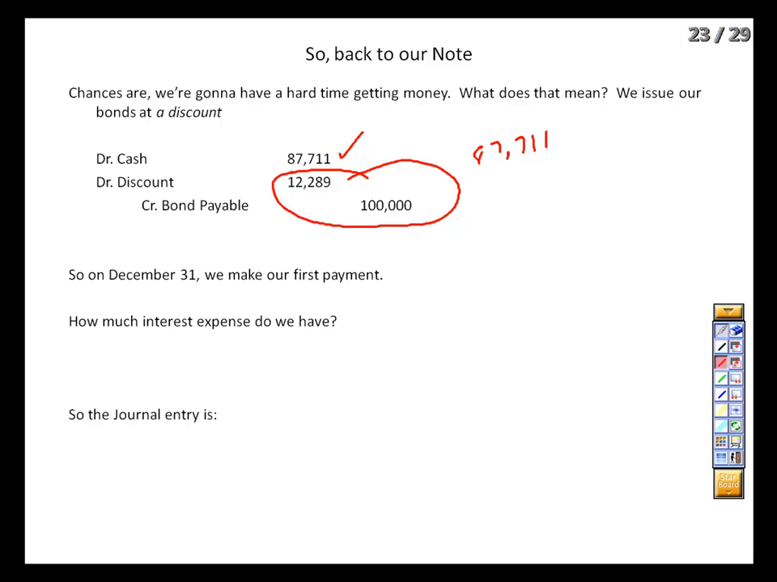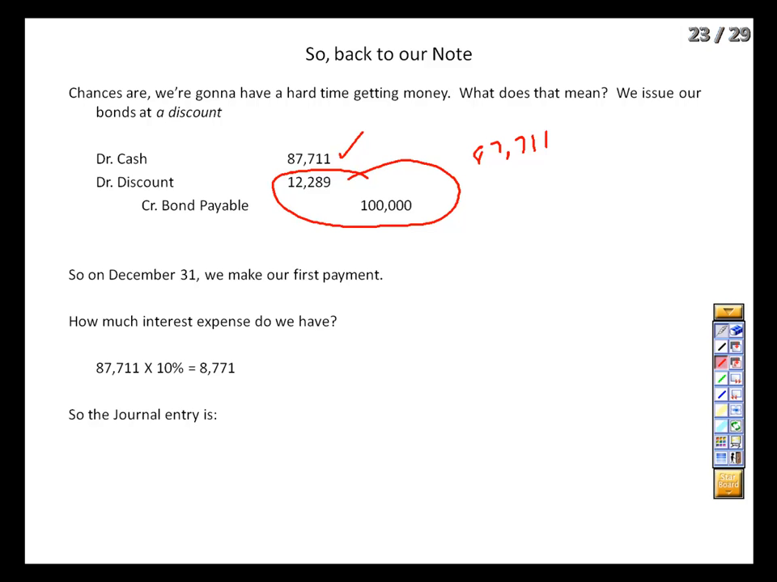And what do we and they and the rest of the market believe is a fair rate of return on a loan to our company with our risk characteristics? 10%, right? So if we've got $87,711 of their money and 10% is a fair return, it stands to reason that the interest expense we face and the interest revenue they get to recognize will be $87,711 times 10%, or $8,771.